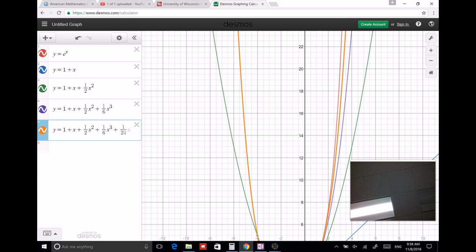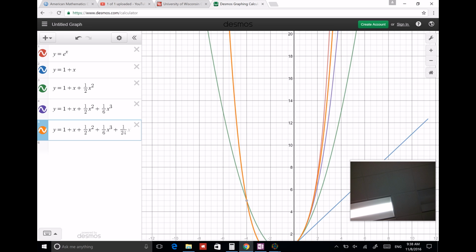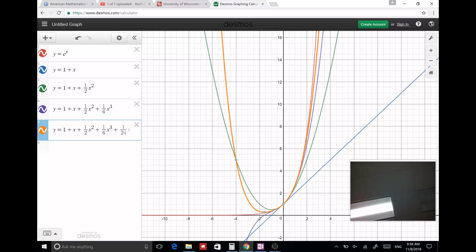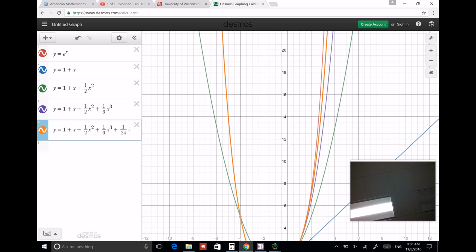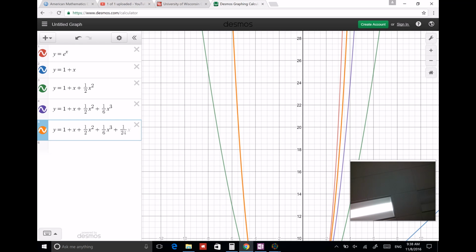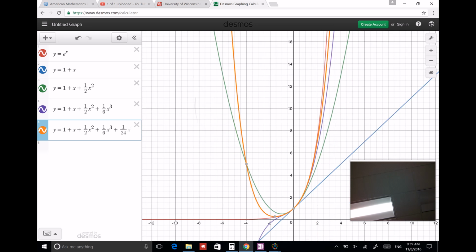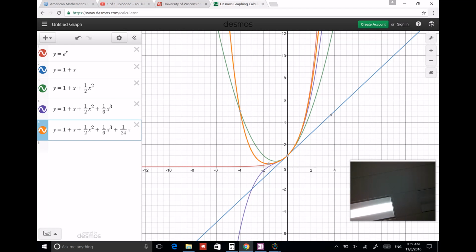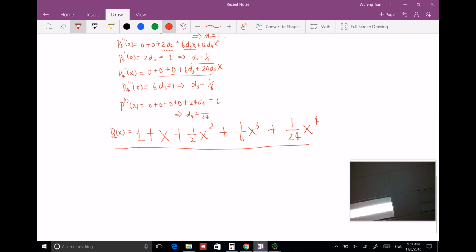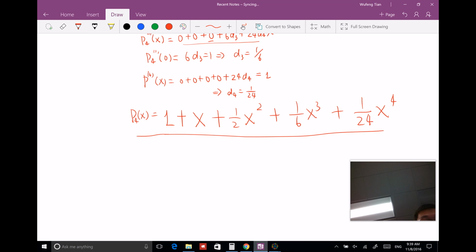Does it make sense, everyone? Okay, so from the picture you can tell that the higher the polynomial degree you get, the closer it will be to the original function. That's the point of the Taylor approximation polynomial. You can see the first linear function, second degree, third degree, fourth degree. You can actually continue doing more.